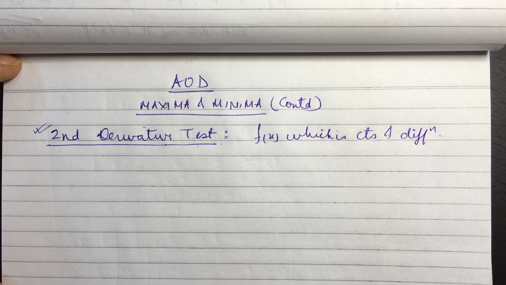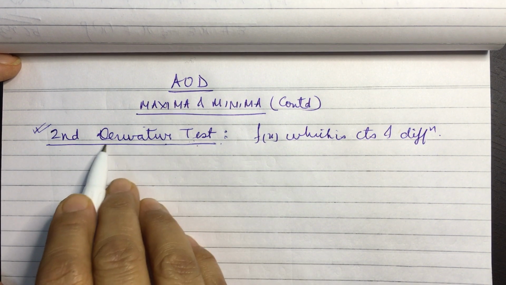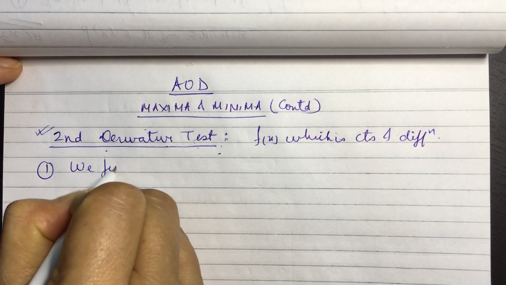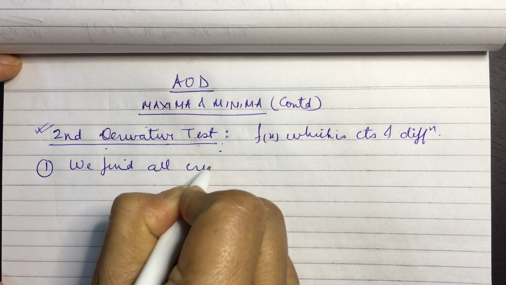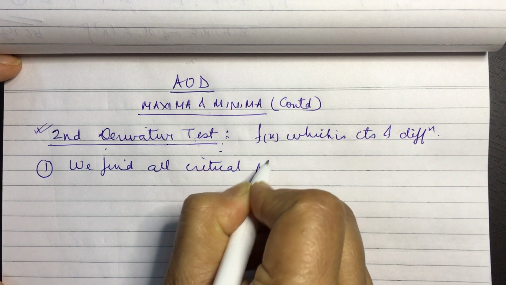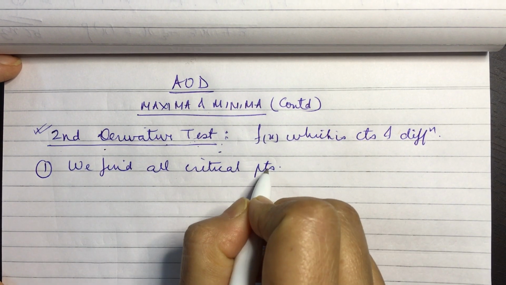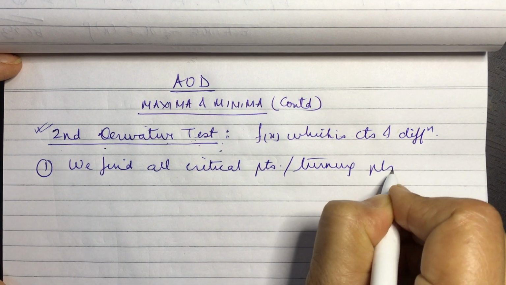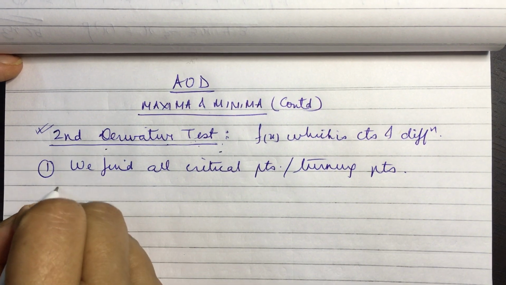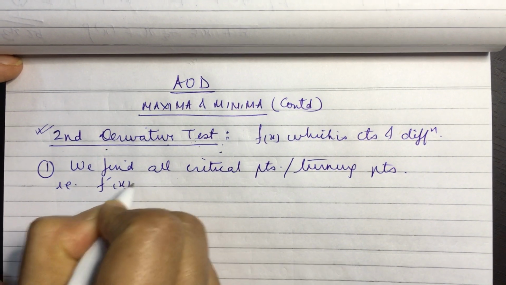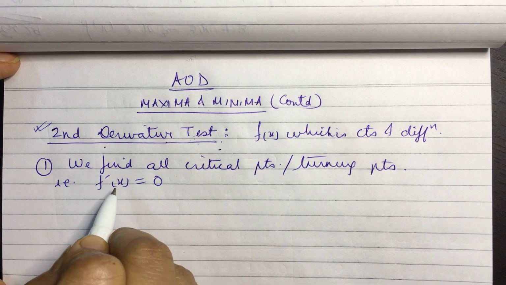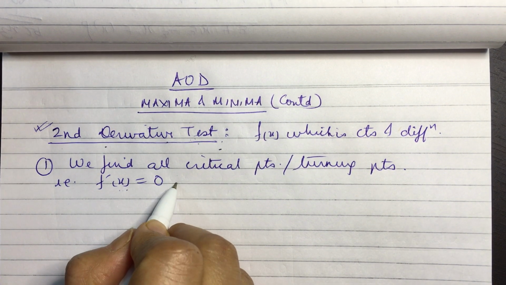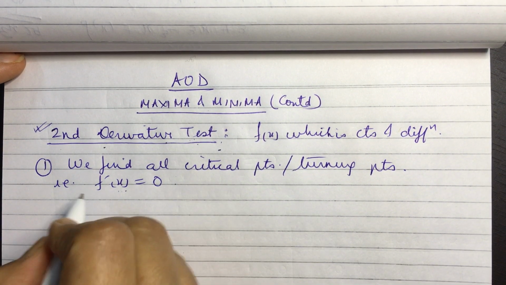Now the steps involved in the second derivative test are: first, we find all critical points. What is the meaning of critical points, which are also called turning points of the function? We put f dash x equal to 0 and we find the values of x corresponding to f dash x equal to 0.